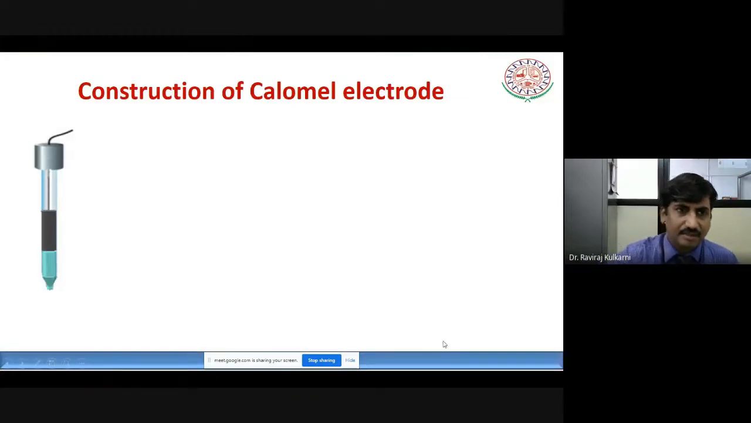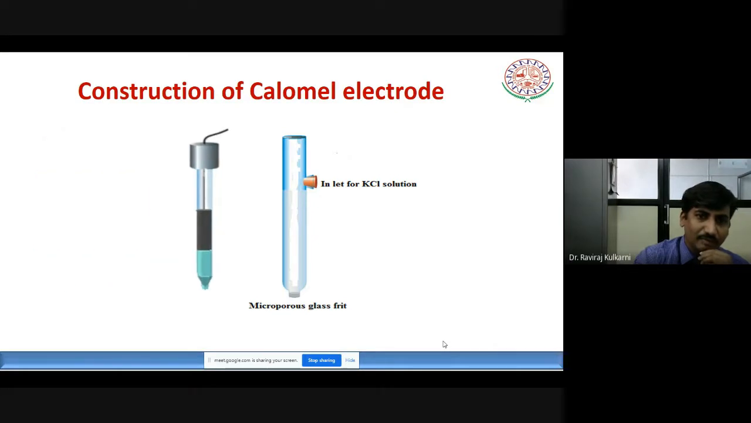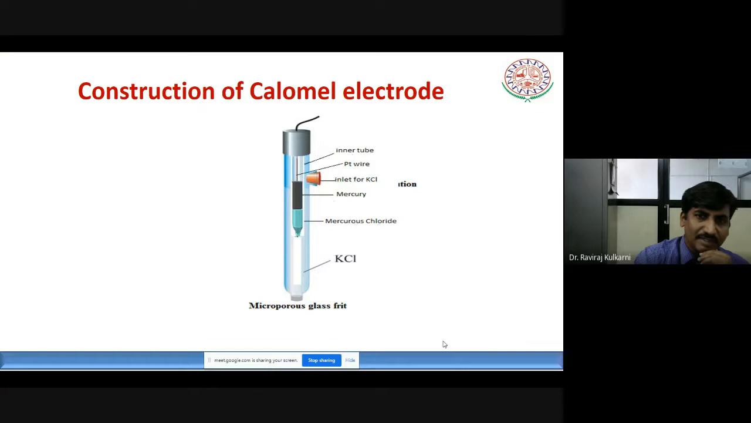This is the construction. The inner tube consists of mercury and mercurous chloride. Mercurous chloride is at the bottom. The platinum wire is in contact with mercury, and that mercury is in contact with mercurous chloride. There is an opening at the bottom where we fix the porous plug, and it is inserted in a bigger tube which contains only the KCl solution. Mercury is in contact with mercurous chloride, and that is in contact with KCl solution.